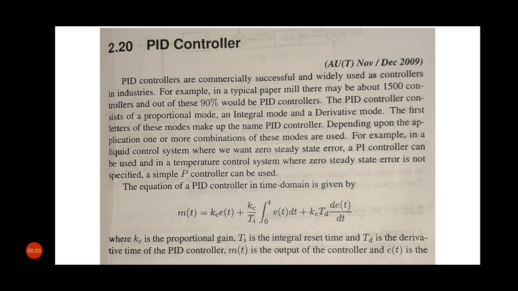Hello student, in the previous lecture I have discussed different types of compensation schemes. Now I will discuss controllers. So first I will discuss the PID controller.